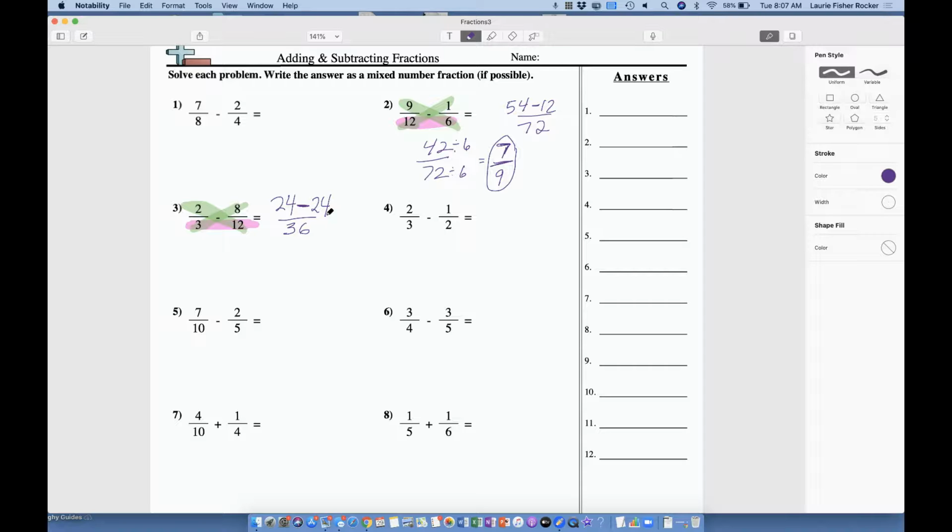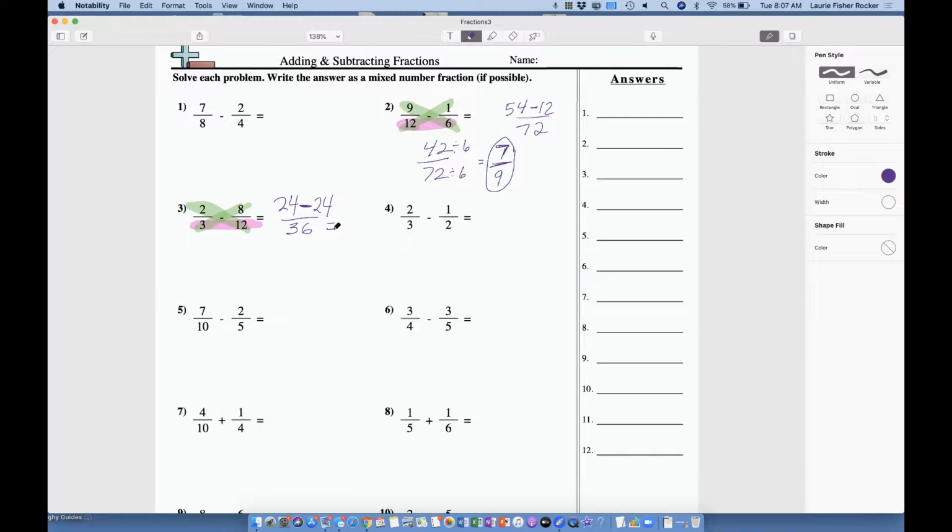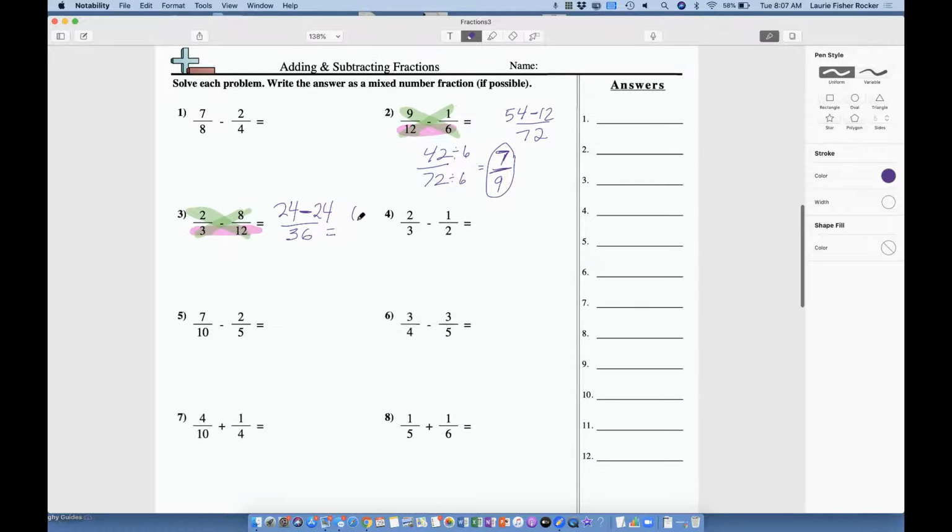Very interesting. So we get 24 minus, let's do the math, because I like this math. 24 minus 24 is going to be 0 over 36. So your answer is just plain 0. Okay, so wow, that was an interesting one. And that's one where we didn't even have to reduce. So this method is pretty quick.